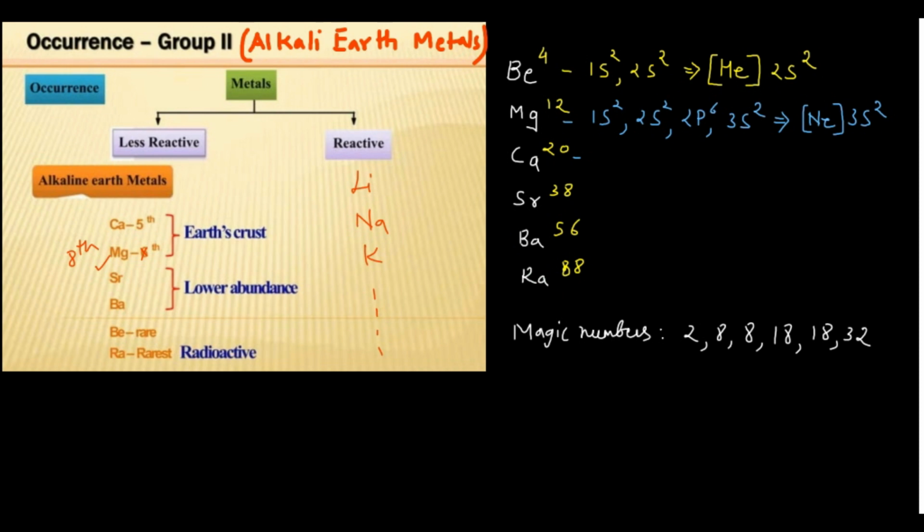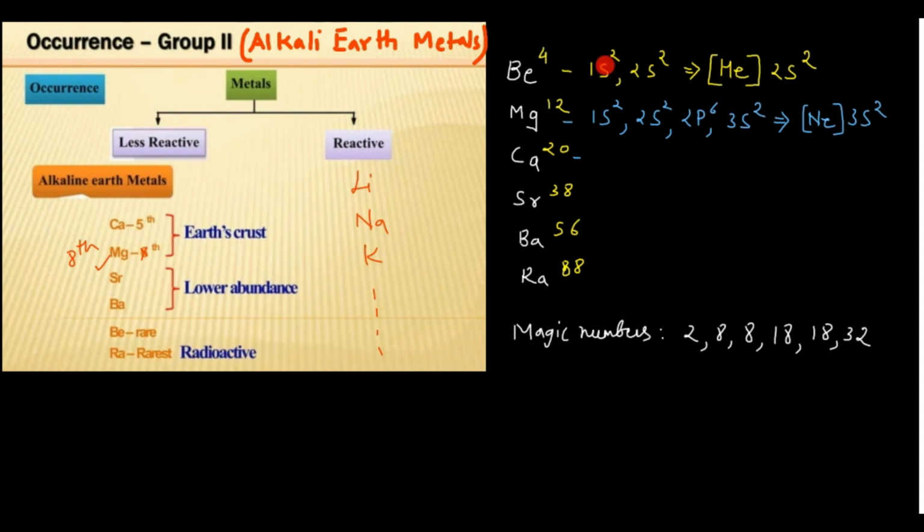If you want to write their electronic configuration, for 4 you can write 1s2, 2s2. This is the electronic configuration of beryllium, and this 1s2 is the electronic configuration of the noble gas helium.